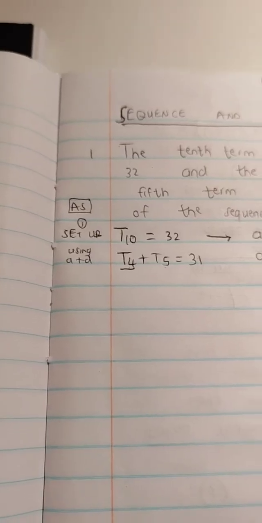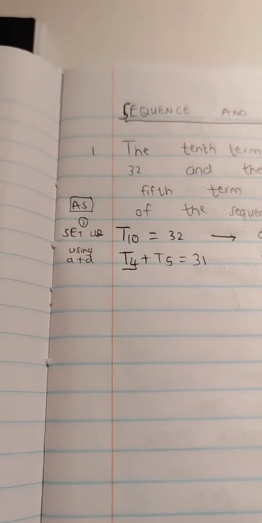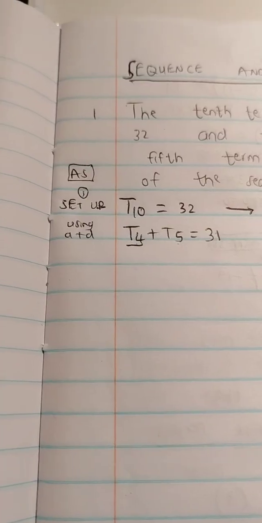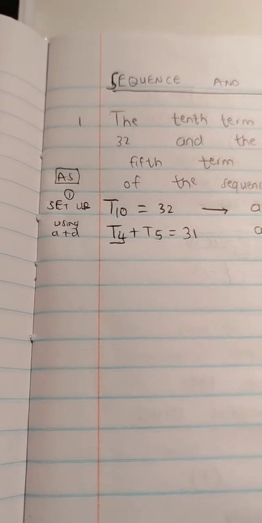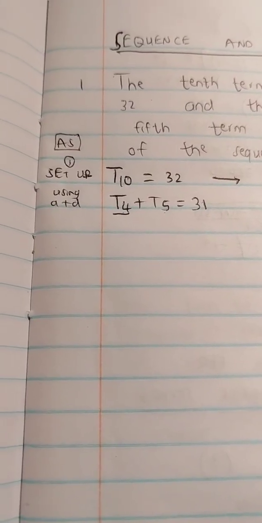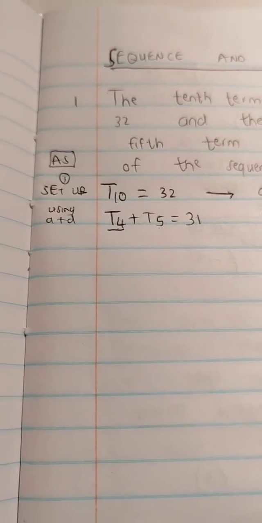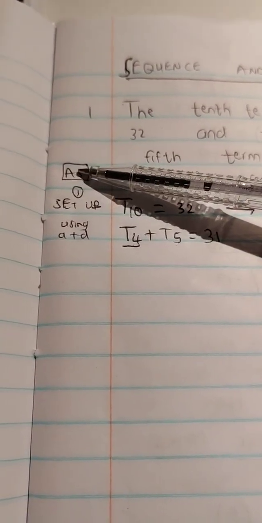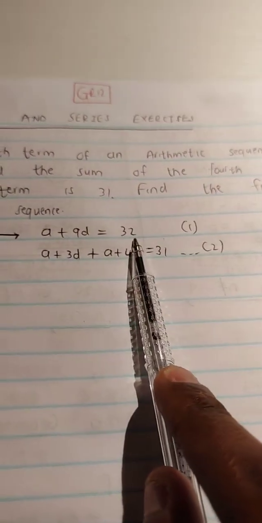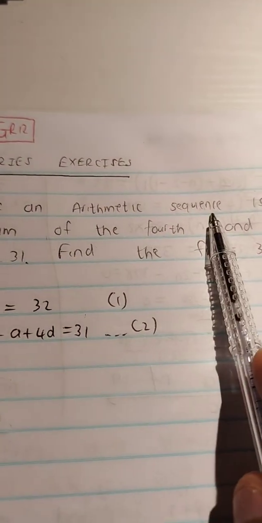But if it was geometric, when we set up our equation, would it still be in terms of A and D? No ways, guys. Thank you, 26 in the comment section. It would be in terms of A and r, because the general term of a geometric sequence is Tn equals ar to the power n minus 1. And that is what we would utilize to set up our equation. So please, guys, step number 1, read the statement, then set up your equations, and then express them in terms of A and D if it's an arithmetic sequence.